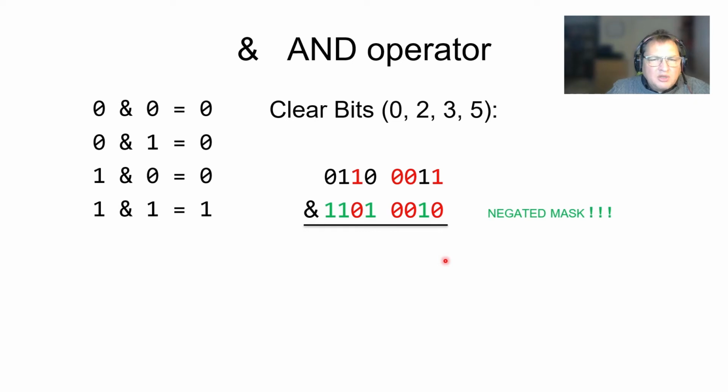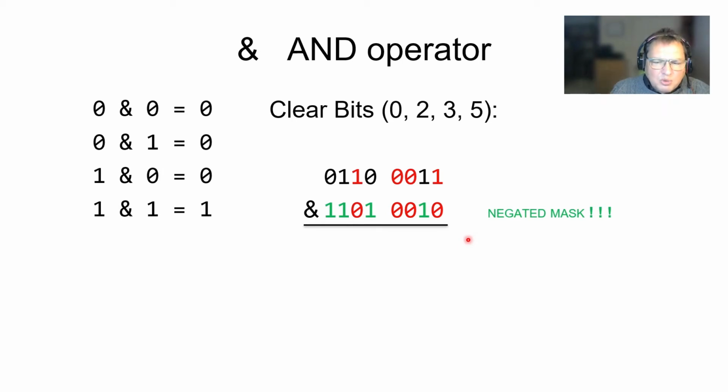This mask can also be created by putting zeros at every interesting position. So 0 at position 0, 0 at position 2, 0 at position 3, and 0 at position 5, and ones at every other uninteresting position.